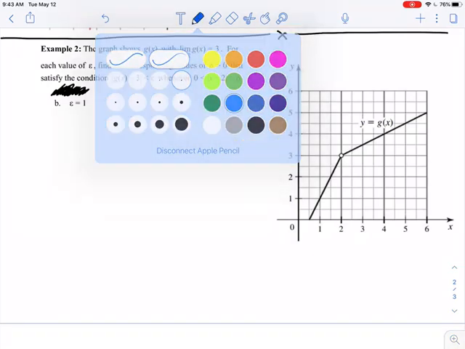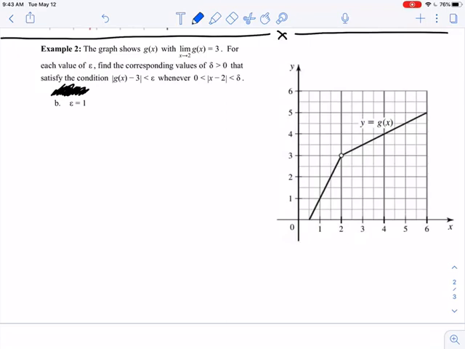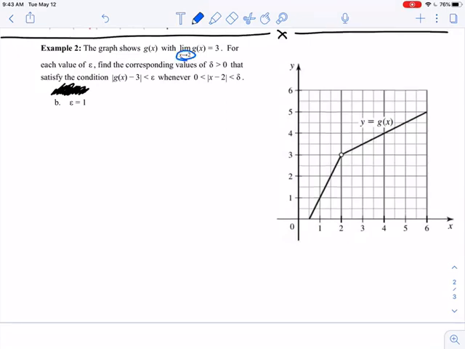So let's look at this guy here. So they tell us, okay, the x value that we're approaching here, we're approaching positive 2 this time. So c is equal to positive 2 this time. And my limit here, in this case, is equal to 3. So the x value that I'm approaching is 2. And the limit in this case is 3.